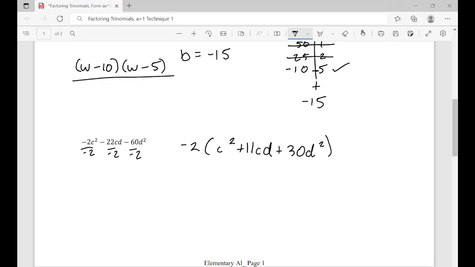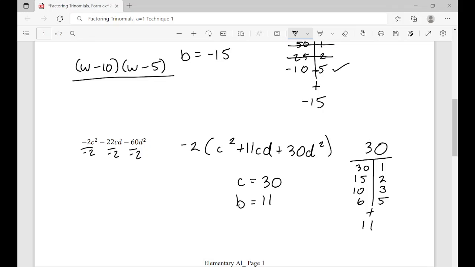So now again, I'm going to pick out my c and b. My c coefficient, I should say, is 30. I don't want the variable. And my b coefficient is 11. So I ask myself, what times what equals 30, but if I add the same two numbers, I get 11. So let's list some factors. 30 and 1, 15 and 2, 10 and 3, 6 and 5.